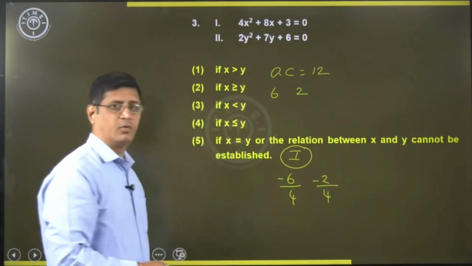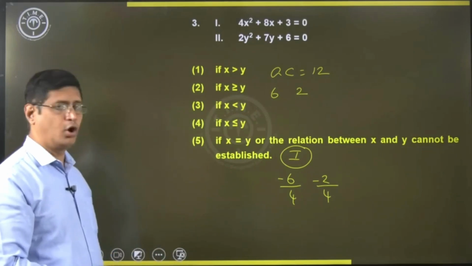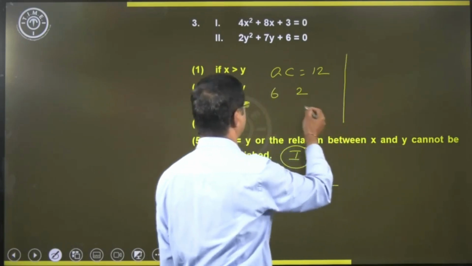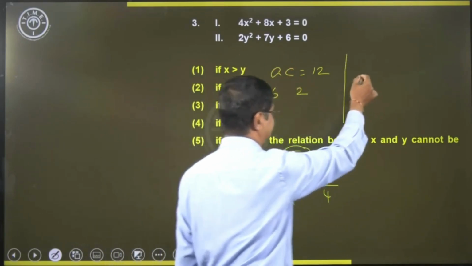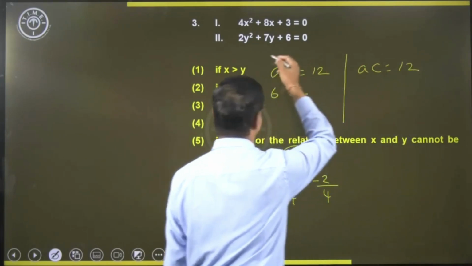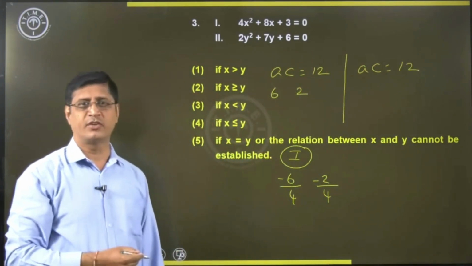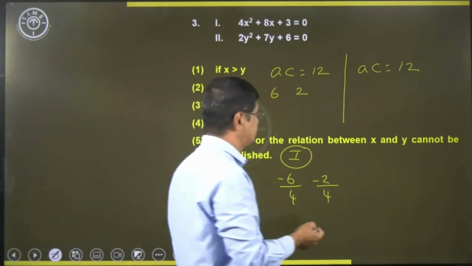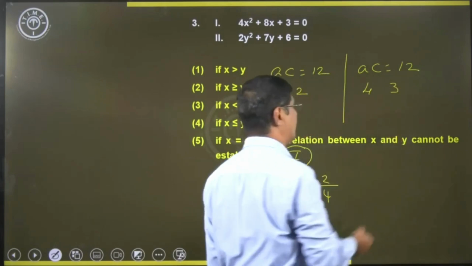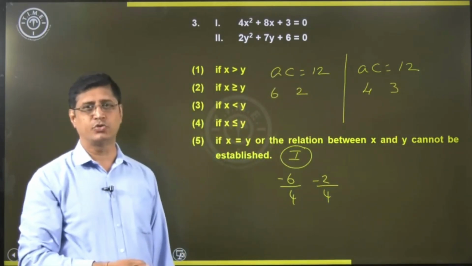What are the roots here? -6 by 4, -2 by 4. Similarly, observe the second quadratic equation. 2 into 6, that is a 12, means here what is the middle term? Middle term is equal to 7y. So how to get the 7 means the product of 4 and 3 is equal to 12 and 4 plus 3 is equal to 7.